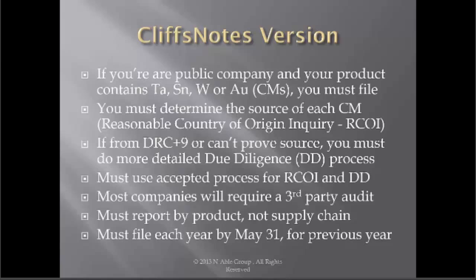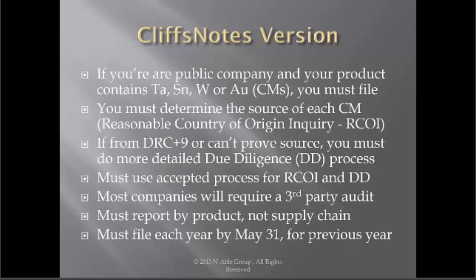So this is the Cliff's Notes version of what I've just said. If you're a public company and your product contains tantalum, tin, tungsten, or gold, which are the conflict minerals, you must file with the SEC. The detail and volume of what you must file depends on several other factors, which we'll talk about. You must determine the source of each conflict mineral, reasonable country of origin inquiry is what that's called, or RCOI.